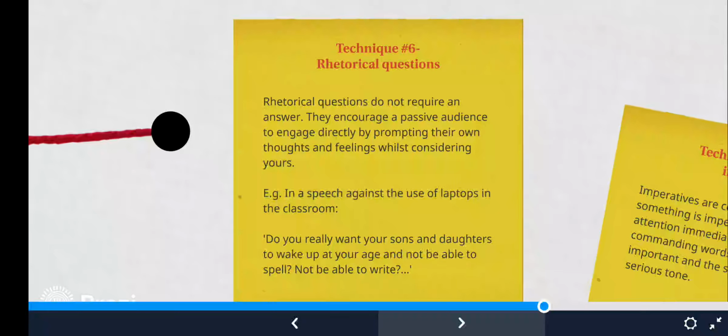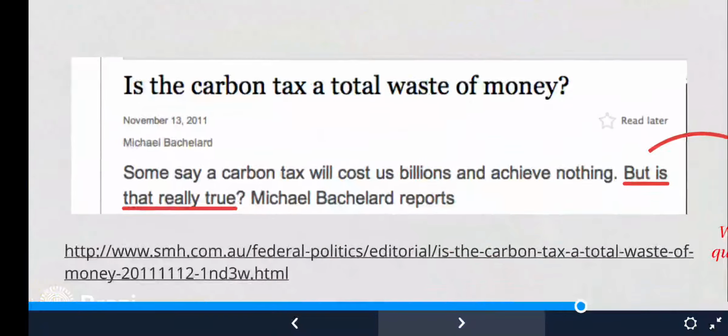For example, in a speech against the use of laptops in the classroom, you can say something like this: do you really want your sons and daughters to wake up at your age and not be able to spell, not be able to write? As you can see, there are two questions that don't require an answer, but may make the person that is listening or reading think about the situation that is in the writing. So this is very important and very useful.